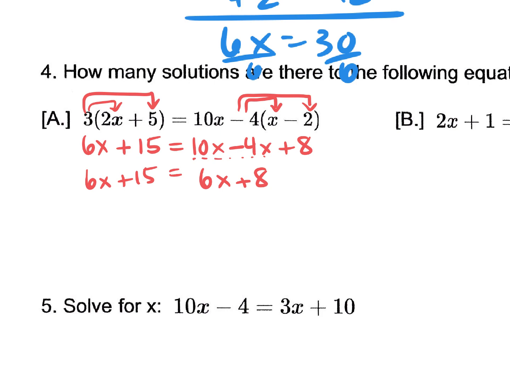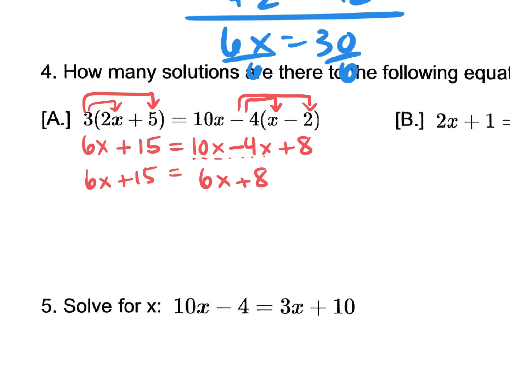What we have right now can actually tell us what our solution set's going to be, because we have a 6x on the left and a 6x on the right. But one of them's adding 15, the other one's adding 8. So they're slightly different, meaning they're not equal to each other.